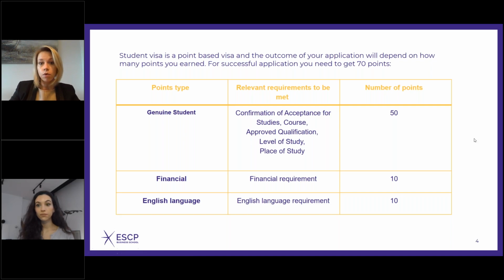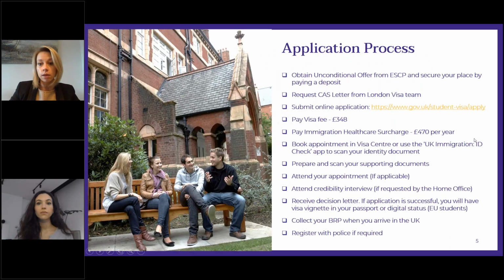So this is a brief overview of what a student visa is, and now we will look a bit closer, step by step, at the application process. When do you need to start to prepare for this visa, how to apply, and so on. First of all, your journey in the application process begins with obtaining an unconditional offer from ESCP. Once you have the unconditional offer and once you secure your place by paying the deposit, you can request the CAS letter. This is the first mandatory document that you need to have before submitting your application.